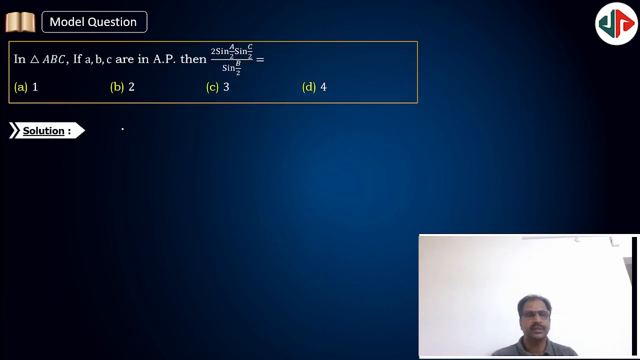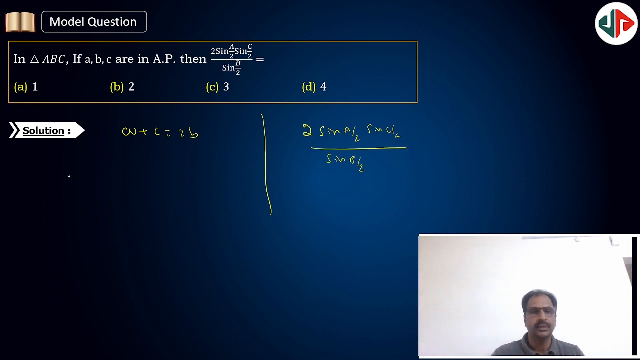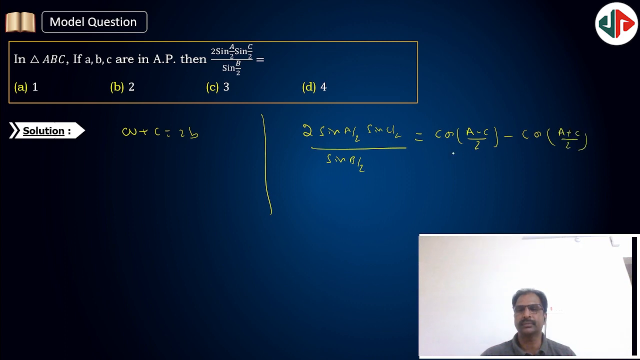Next, the sides are given in arithmetic progression, which means a plus c is equal to 2b. And we have to find the value of (2 sin A by 2 sin C by 2) by sin B by 2. Now, apply transformations for the numerator. 2 sin A sin C is cos of (A minus C) by 2 minus cos of (A plus C) by 2, by sin B by 2.